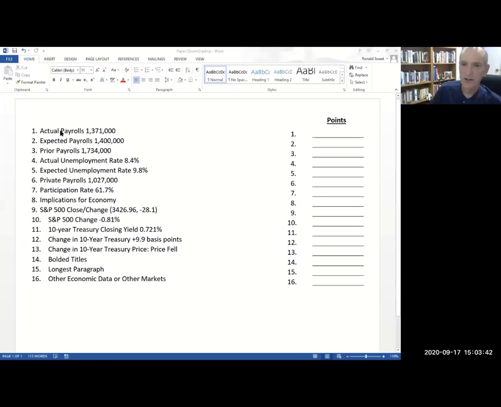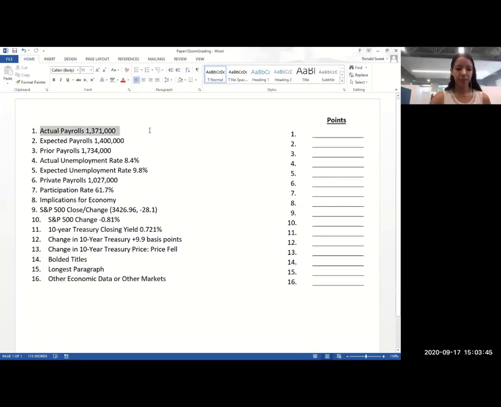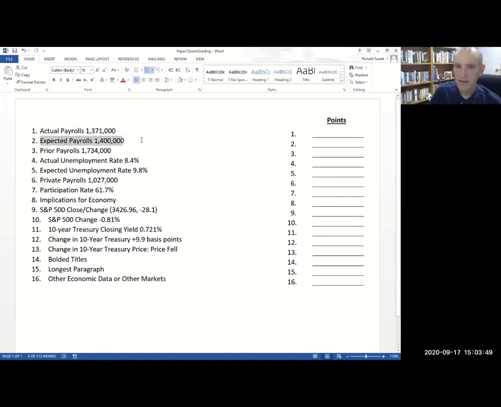So what you'll be grading your papers for is first, did they show the actual payrolls? Did they compare that to expected payrolls? Did they talk about the prior number, which is important? Did they talk about the actual employment rate versus the expected? Did they talk about private payrolls, which is important? The participation rate's important. There are other things. You can talk about prior numbers on any of this. The number of hours worked and the inflation number are interesting this time, so you might do that.